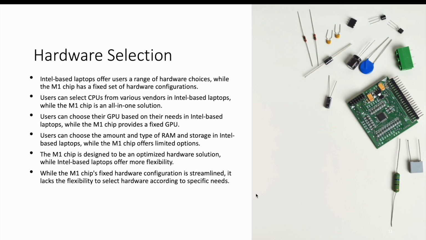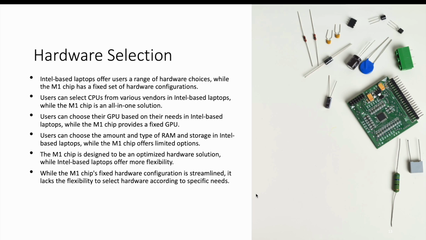The M1 chip is designed to be an all-in-one solution for all kinds of Mac products, and Apple provides two versions of the M1 chip with different numbers of CPU and GPU cores. Users can select between 8 GB and 16 GB of unified memory and the corresponding SSD, which is solid state storage. So it offers some flexibility in selecting hardware according to specific needs.